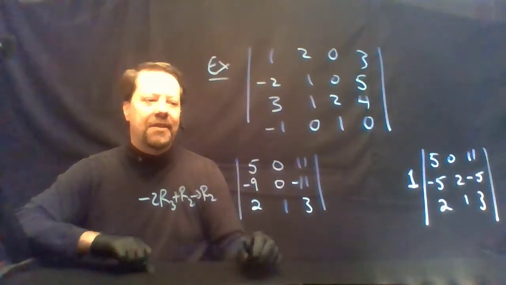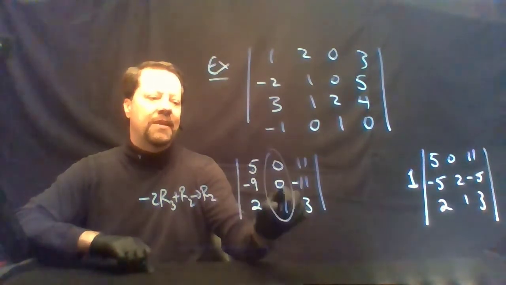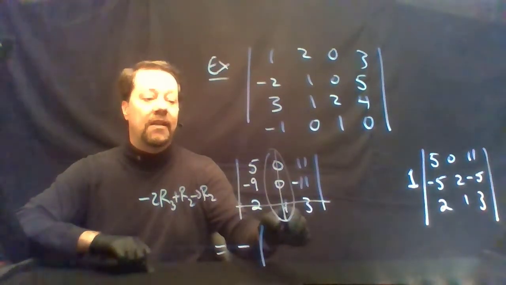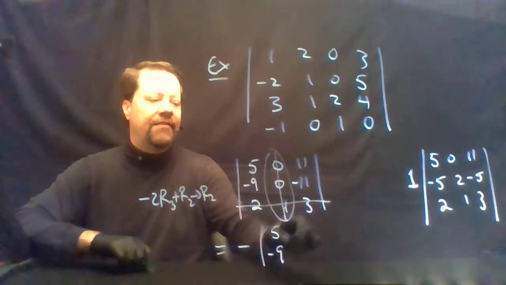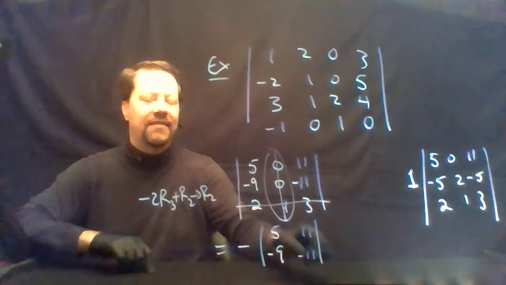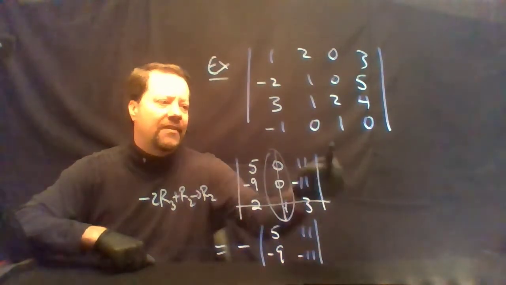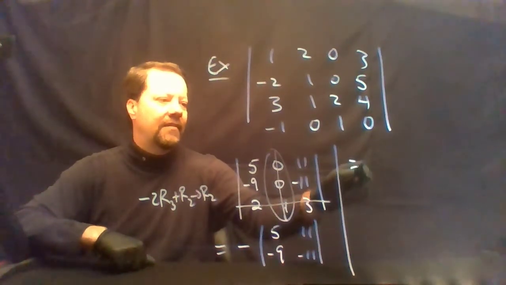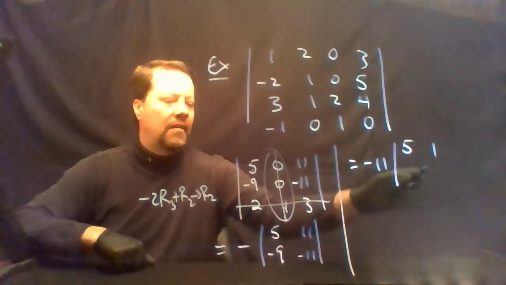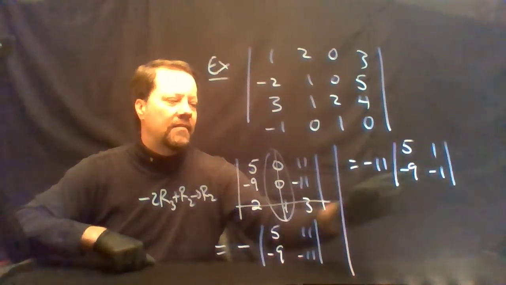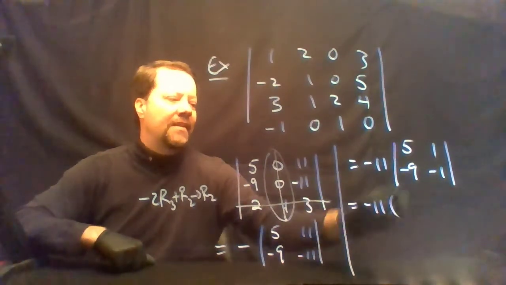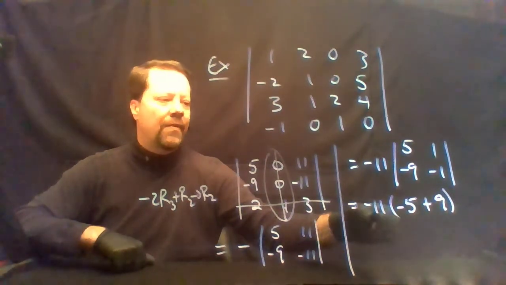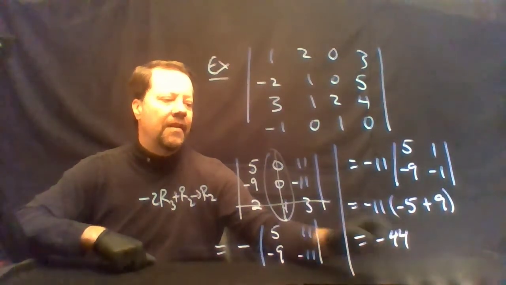We can now do cofactor expansion around the middle column, plus minus plus minus. We'll have minus the determinant obtained by crossing out the row and column containing 1. That's 5, negative 9, 11, negative 11. Remember that we can factor constants out of any row or any column. We can factor 11 out. So we'll have negative 11 times negative 5 plus 9. 9 minus 5 is 4 times negative 11 is negative 44.